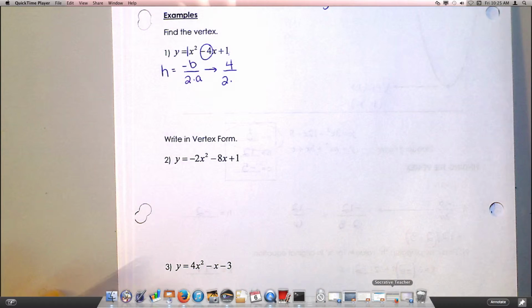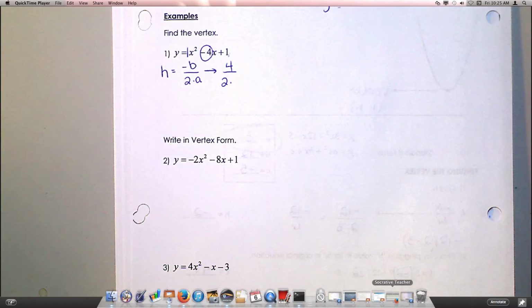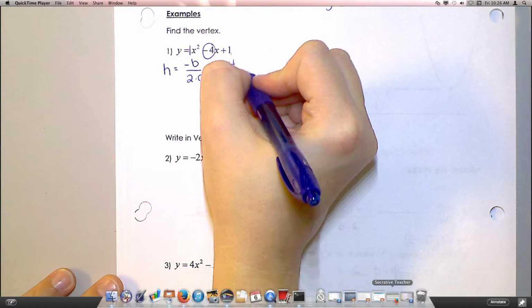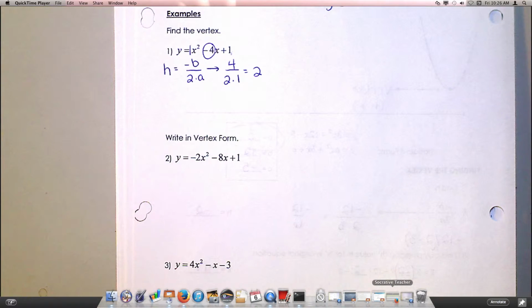I see a lot of people in this situation that want to say a is equal to x squared. It's the number in front of x squared. And if there's nothing there, it's a 1. So this would be 4 over 2 times 1, which is just equal to 2. So that's my h value. Do you remember what to do with that now to find k?